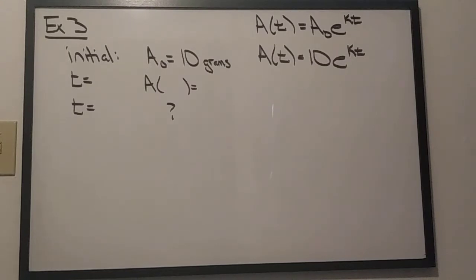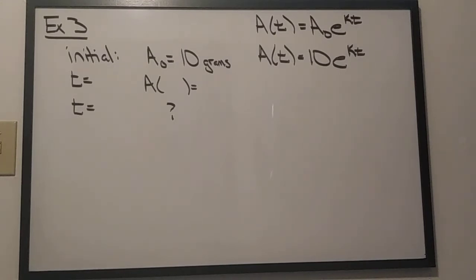3. So we have an initial value. A sub 0 in this case is 10 grams. They tell us that we have originally 10 grams of this radioactive material. So in this problem, they also have to give us 2 more times. So you want to reread the problem as necessary and see if you can figure out the 2 different times that they have told you.